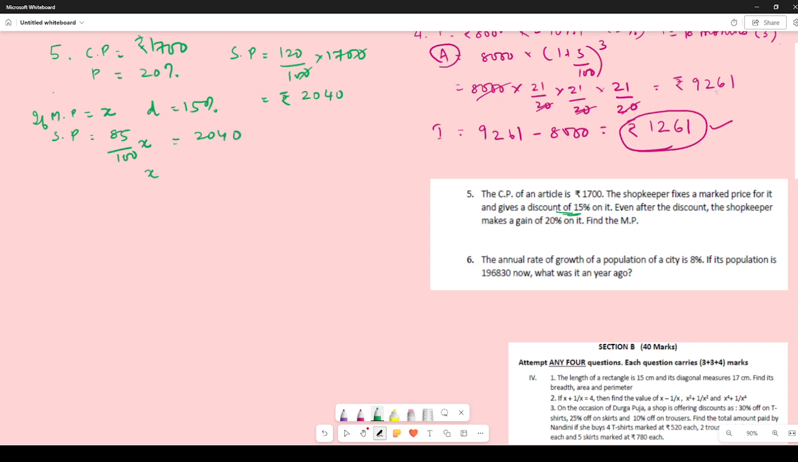So now we find the x, and this will be 2040 into 100 by 85. Both of them, we know they are divisible by 17. So 5 times, and this was 120 times 20, and 120 into 20, that gives you the marked price as rupees 2400. And remember, what were you asked to find out? The marked price. So this will be the final answer and not the other one.